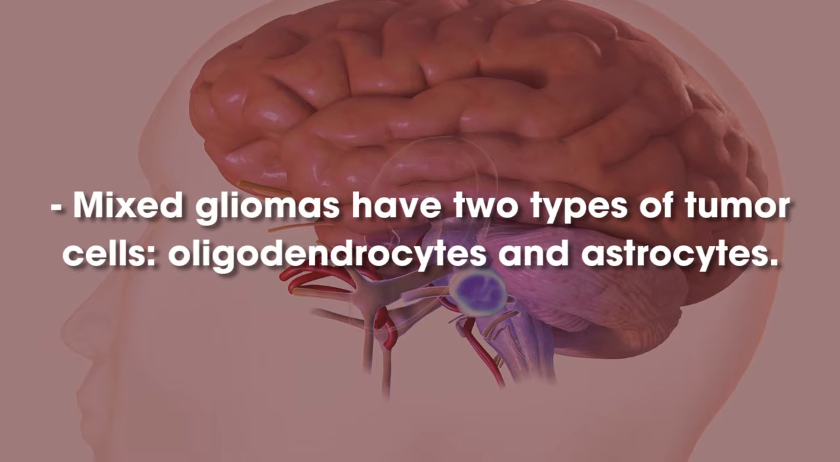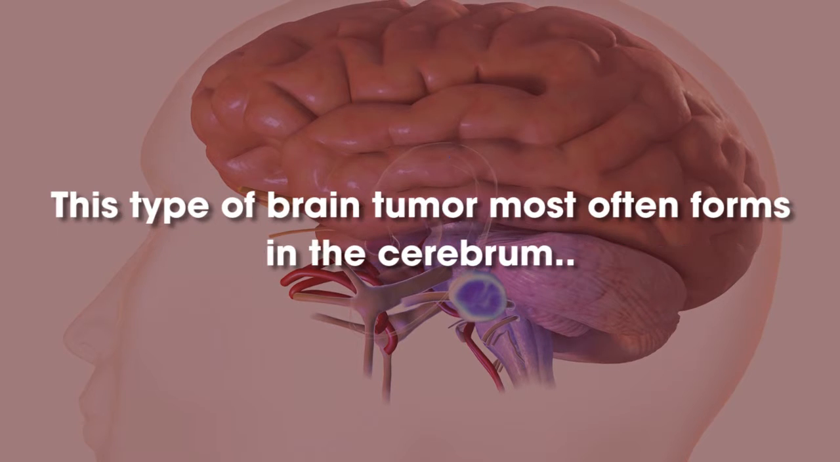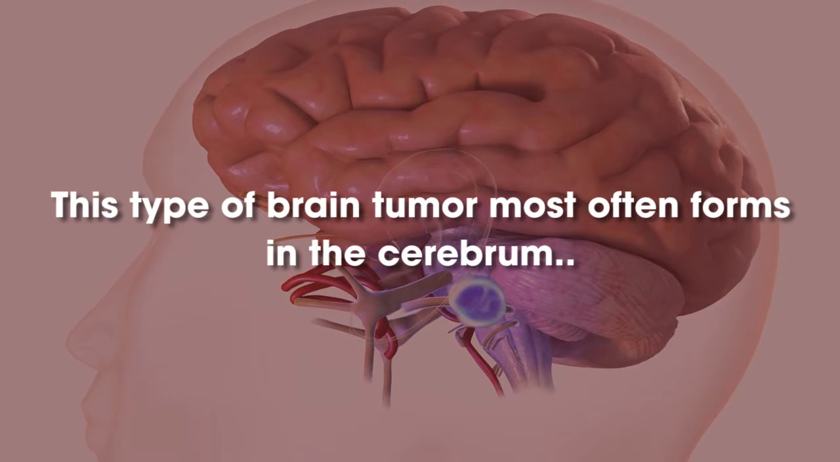Mixed gliomas have two types of tumor cells, oligodendrocytes and astrocytes. This type of brain tumor most often forms in the cerebrum.